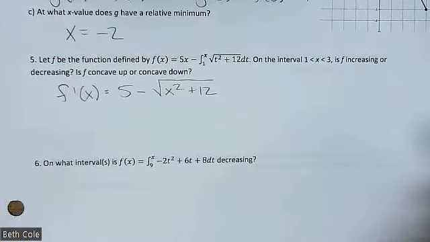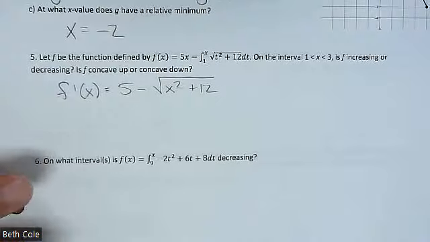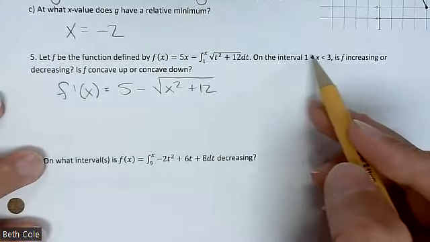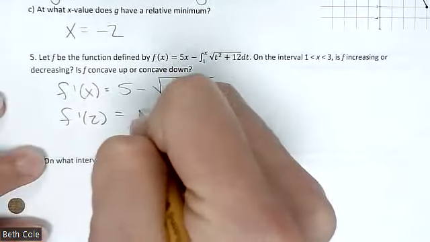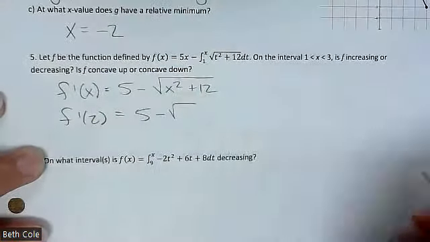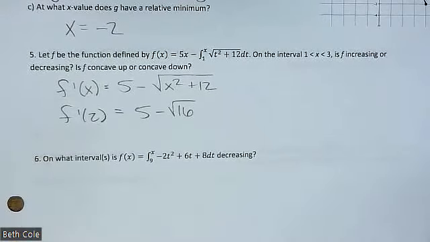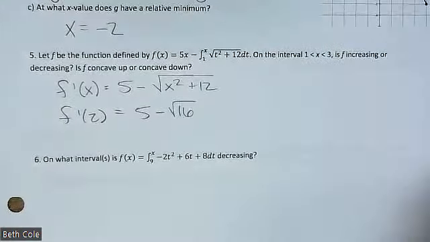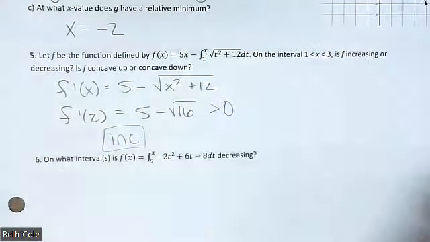Why would plugging in 2 be a good choice? It'll make that be a perfect square, but it's in the interval is what I was thinking. So if we plug in 2, we're going to get 5 minus square root of 16, which is 5 minus 4, which is 1, and the point is that that's positive. So increasing or decreasing? This is bigger than 0, so increasing.